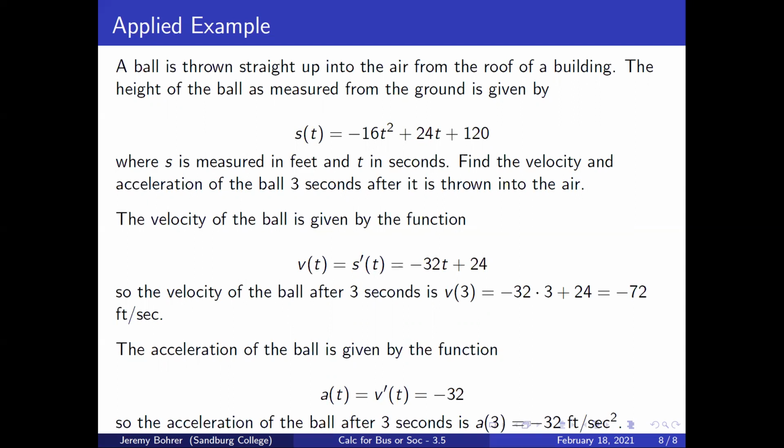The velocity of the ball is given by the function v of t equals s prime of t equals negative 32t plus 24. So the velocity of the ball after 3 seconds is v of 3 equals negative 32 times 3 plus 24 equals negative 72 feet per second. The acceleration of the ball is given by the function a of t equals v prime of t equals negative 32. So the acceleration of the ball after 3 seconds is a of 3 equals negative 32 feet per second squared.